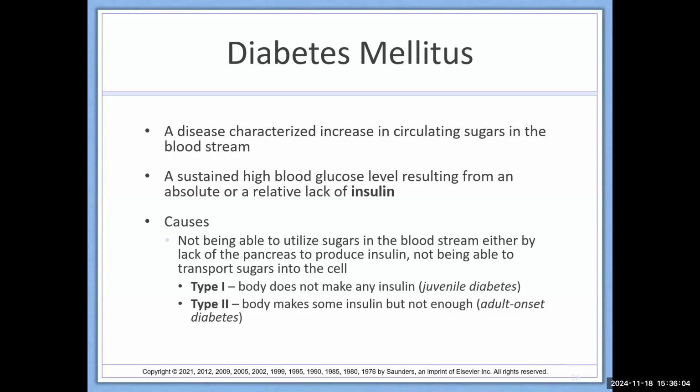With diabetes mellitus, there is a constant high blood glucose level, and that's usually because there's a lack of insulin or they just don't have it. What are the causes? It's the lack of the pancreas's ability to make insulin, or not being able to transport the sugars into the cells. There's type 1 and type 2. In type 1 diabetes mellitus, the body doesn't make any insulin. None. That's like juvenile diabetes. Then there's type 2. It can make some insulin, but not enough, and that's what's called adult onset diabetes.